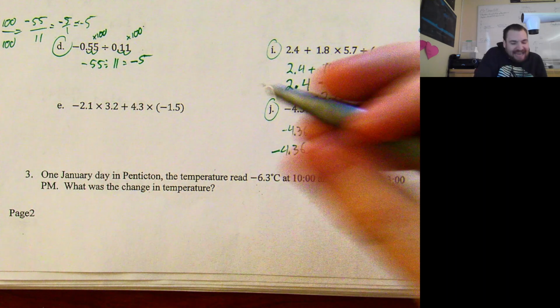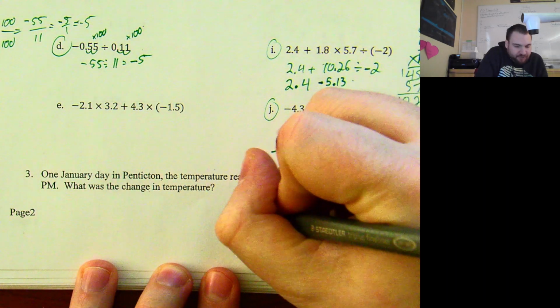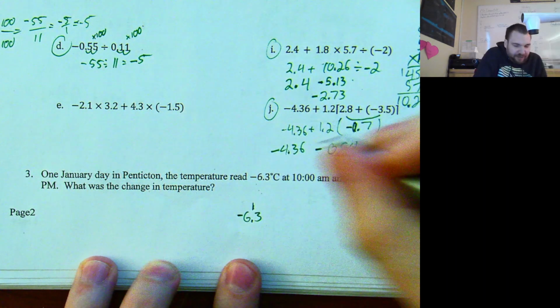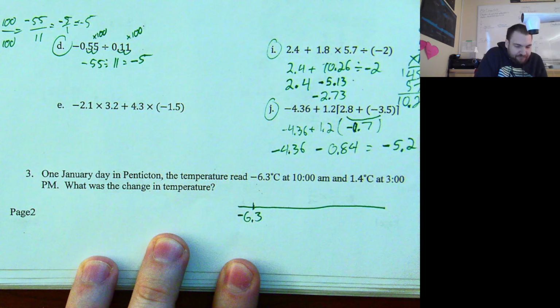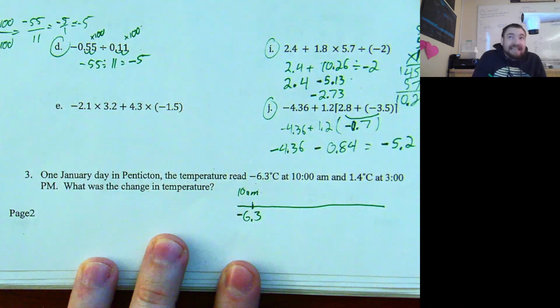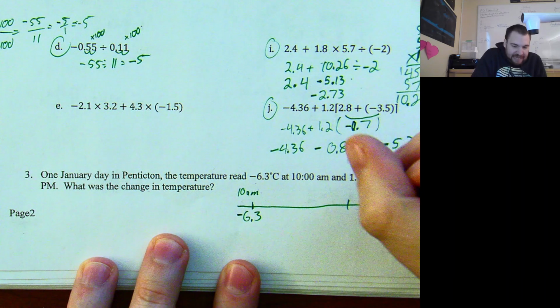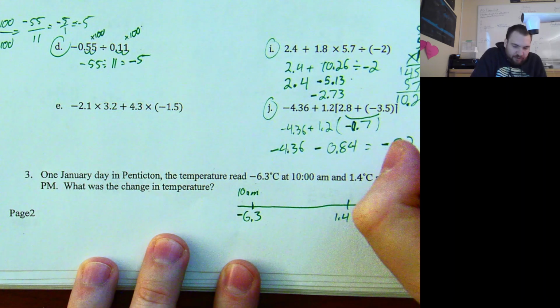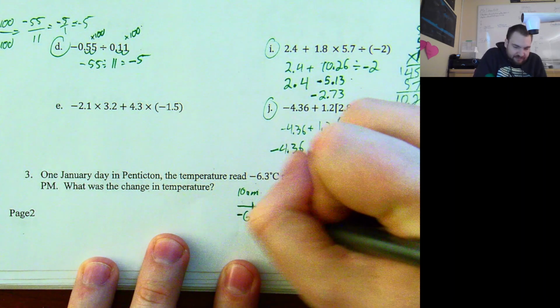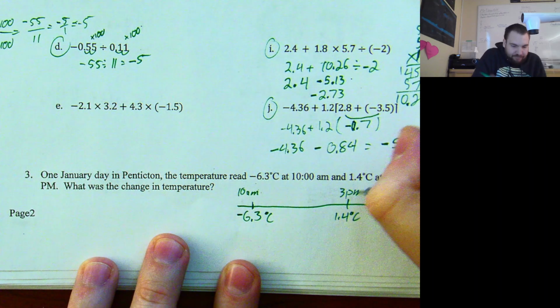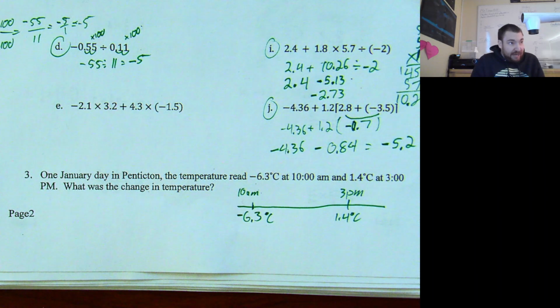Okay, so we were at -6.3 at 10 a.m. And then later in the day, here we are at 1.4 degrees Celsius at 3 p.m. The temperature changed. That was not supposed to be a question, that was supposed to be a statement. The temperature changed. How did it change?